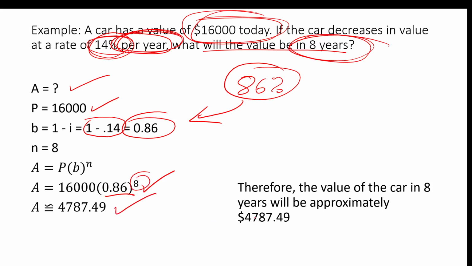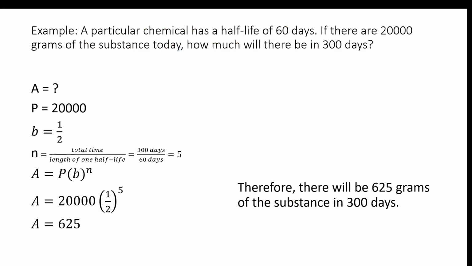And that ultimately equals roughly 4,787.49. So in 8 years, the value of the car will roughly be $4,787.49. Now, what if a particular chemical has a half-life of 60 days, and there are 20,000 grams today? Well, that's the prior amount because they're asking us how much there will be in 300 days. That's the after amount that we don't know.